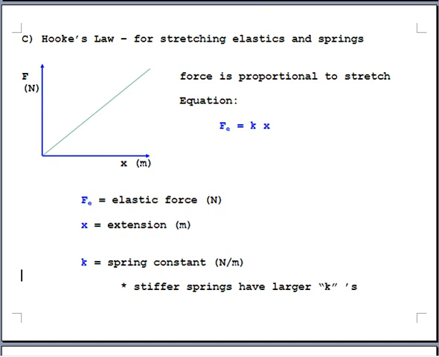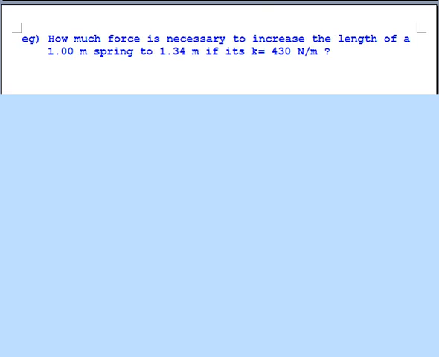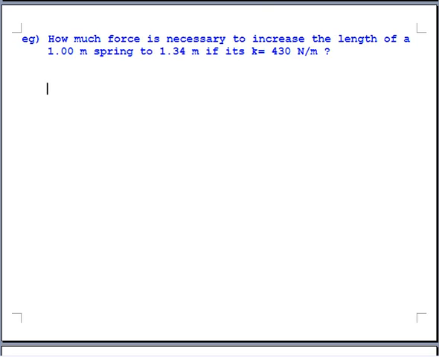So let's try out a couple of examples. This one says how much force is needed to increase the length of a 1 meter spring to 1.34 meters if the spring constant is 430 newtons per meter. So nice straightforward question. We can go straight to our equation, Fe equals Kx. The K value, the stiffness, is 430 newtons per meter. And the extension, the extra growth of the spring when we pulled on it, it went from 1 meter to 1.34 meters. So the X value is just 0.34 meters.